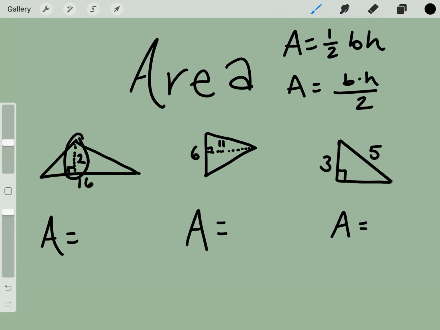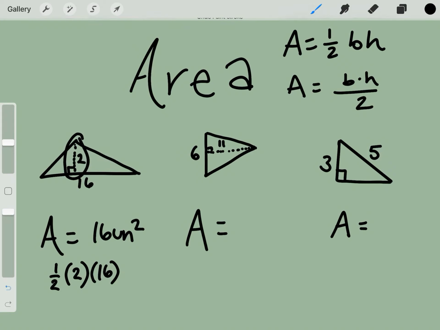In this situation, the height is going to be 2. It's where that right angle is made. So we would be doing 1/2 times 2 times 16 to find the area of that triangle. When you do that, you get area is 16 units squared. So there's no units once again, but we always represent it as square units because it's talking about the full area.